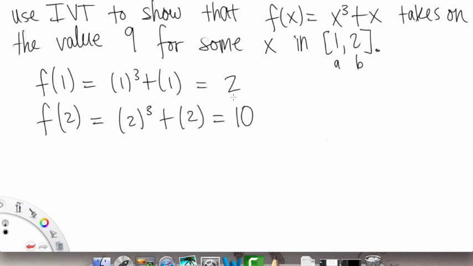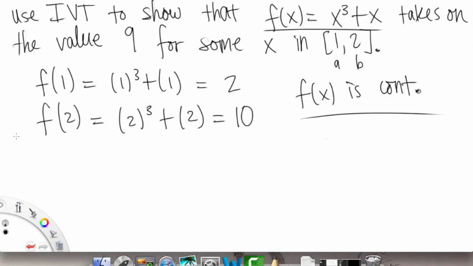Okay? So now that we found those, we know f of x is continuous because it is the sum of two other continuous functions, right? And that's also the power rule. It is a polynomial. Okay? So we know that it's continuous on the interval.